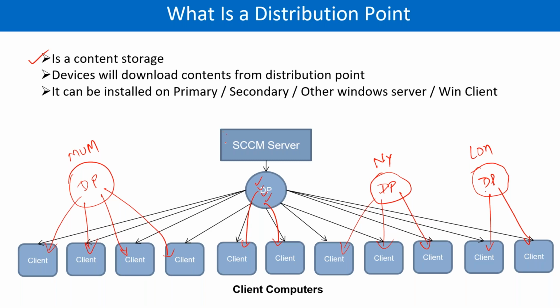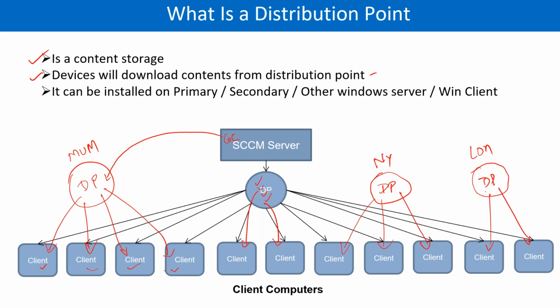So you create a policy for Google Chrome and then you dump the file here. The file will get downloaded to these machines from the Mumbai distribution point. They will not connect to any other distribution point. They will connect to the Mumbai distribution point to download the content. So devices will download content from their closest distribution point.